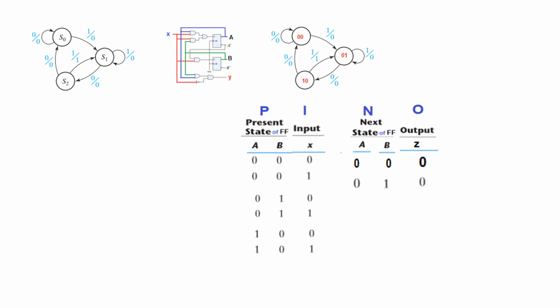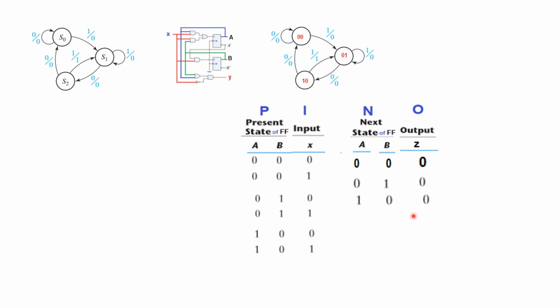And similarly for this case, when both are 0 and x is 1, where do we go? Both are 0, x is 1, then we go to 0, 1. So the next state will be 0, 1, but the output is still 0. You can see it is 0. So based on this diagram, you can complete this table.